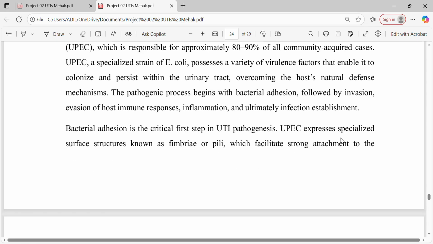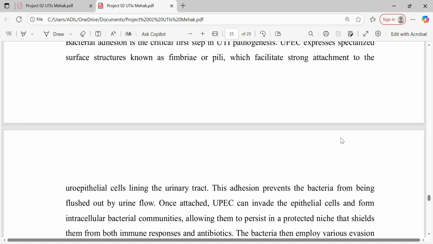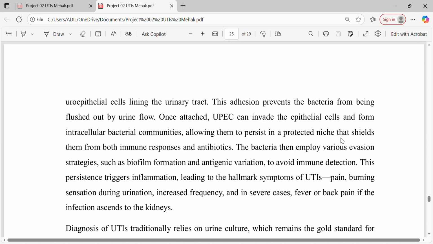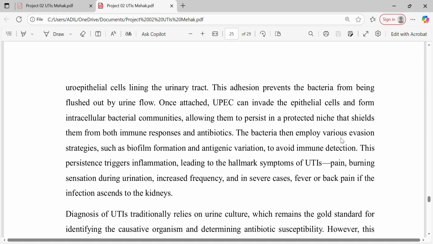Bacterial adhesion is a critical first step in UTI pathogenesis. UPEC expresses specialized surface structures known as fimbriae or pili, which facilitate strong attachment to the uroepithelial cells lining the urinary tract. This adhesion prevents the bacteria from being flushed out by the urine flow. Once attached, UPEC can invade the epithelial cells and form intracellular bacterial communities, allowing them to persist in a protective niche that shields them from both immune responses and antibiotics.